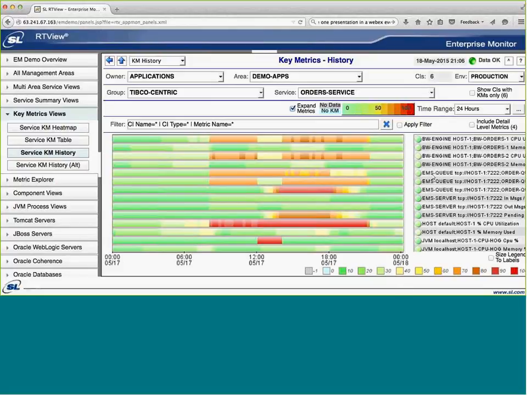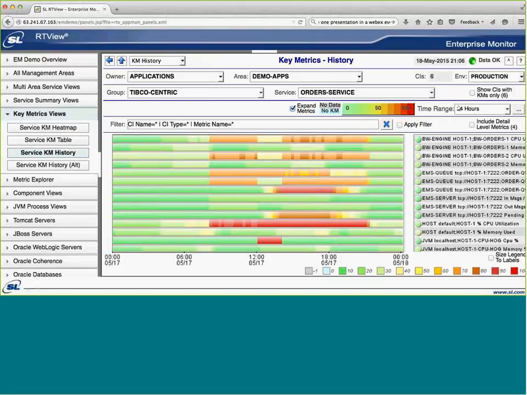And here we've got a simple view that shows us the EMS queues and the servers that support those queues, along with the engines and hosts that interact. So we've got the physical host or the virtual host, we've got the JVM, we've got EMS itself plus the BW. And we're able to look at the demand being placed on these systems again over time.